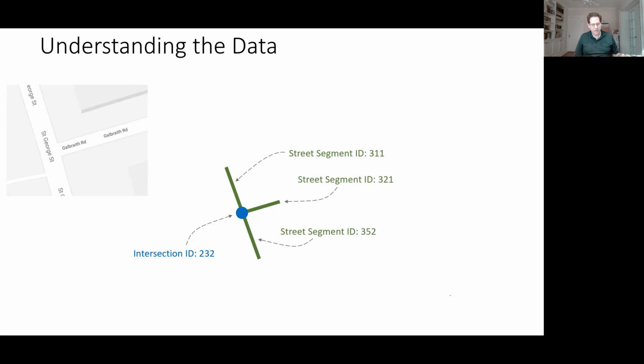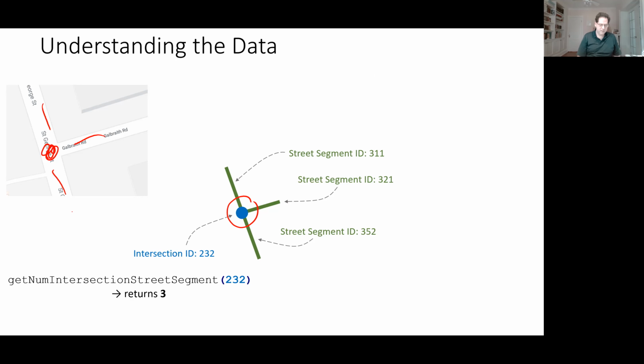Okay, so that's the function. I've shown you a few of the functions that you need to query from Streets Database API in order to implement this first M1 function. This just basically draws what I showed you before. So I've got an intersection. Let's say this intersection is intersection ID 232. If I say get num intersection street segment for 232, it's going to return 3. So 3 street segments intersect it. When we ask how many street segments intersect you with this API call, we'll get 3.